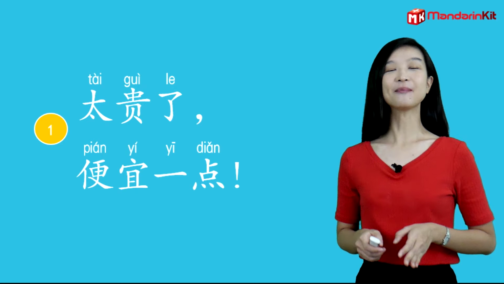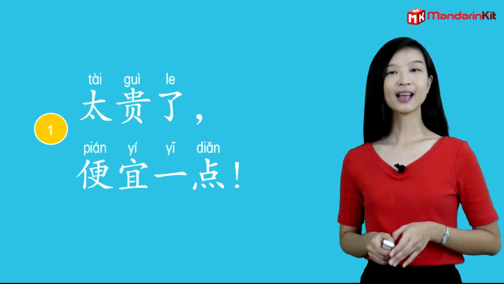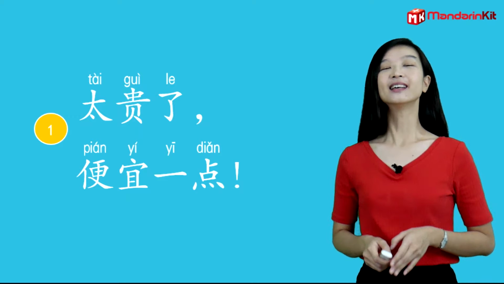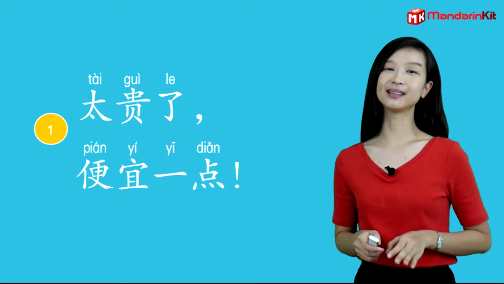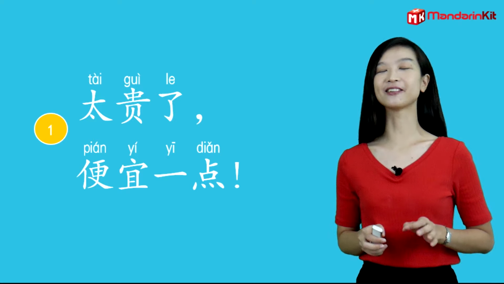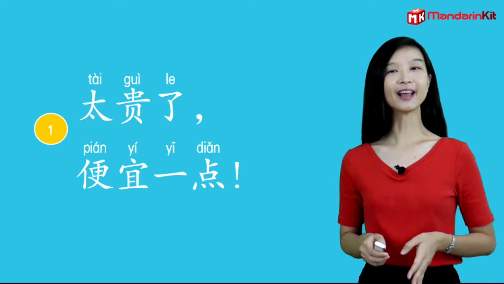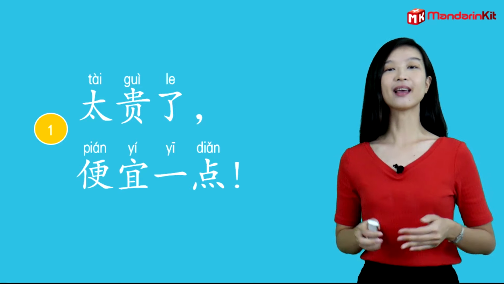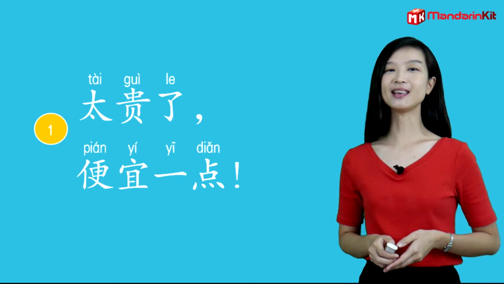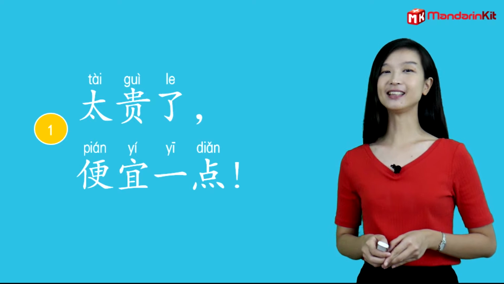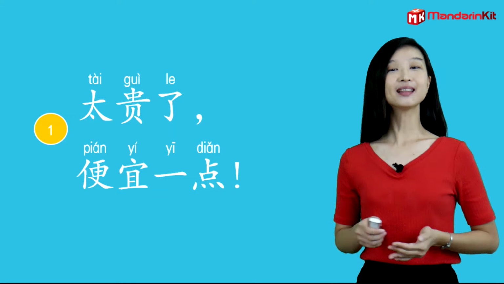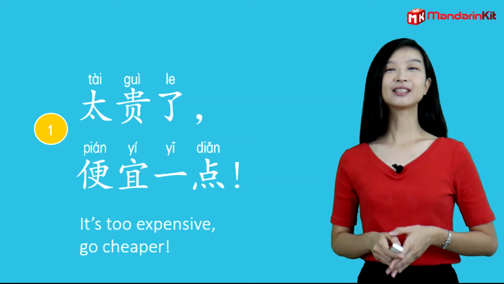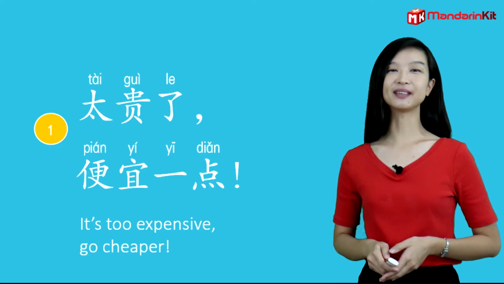太贵了，便宜一点儿。This is definitely the most common sentence used by all beginner Chinese learners during their shopping trip. 太了 means extremely. 贵 means expensive. 便宜 cheap. 一点儿 a little. 太贵了，便宜一点儿。It's too expensive. Go cheaper.